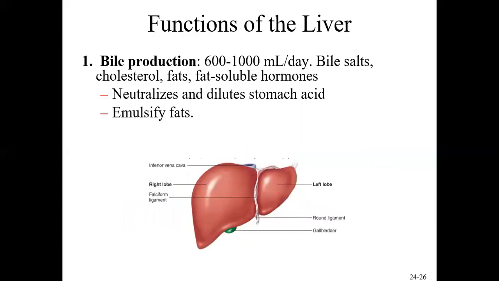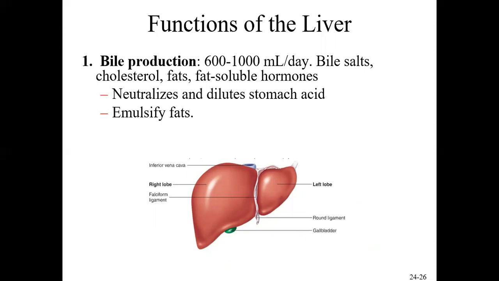Another very important accessory structure is the liver. So we need to look at this. There are 5 main functions for the liver that we'll talk about. Number 1, which we mentioned before, is bile production. Roughly 600 to 1,000 milliliters of bile is produced on a daily basis. In addition to bile, there's also some cholesterol and some fats or lipids and even some hormones that go into the mixture of the chemical we call bile.